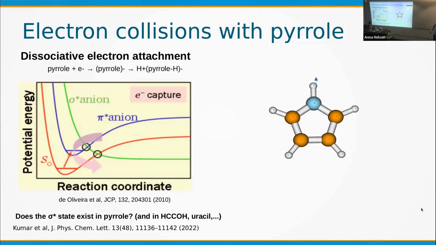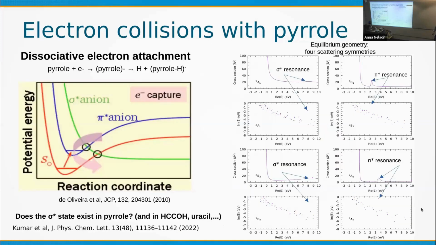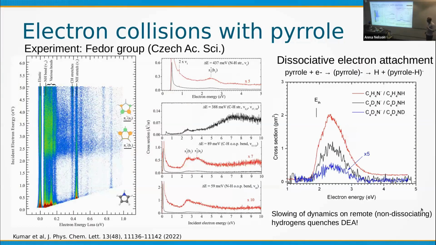So we looked at calculations for this molecule, motivated by fantastic experiments of our collaborators from Prague, from Juraj Fedor, from the Czech Academy of Sciences, who are able to measure two-dimensional electron energy loss spectra. They use electrons with various incident energies, and they measure their energy loss. So in this plot, what you can see are clear signatures of these two pi-star resonances.